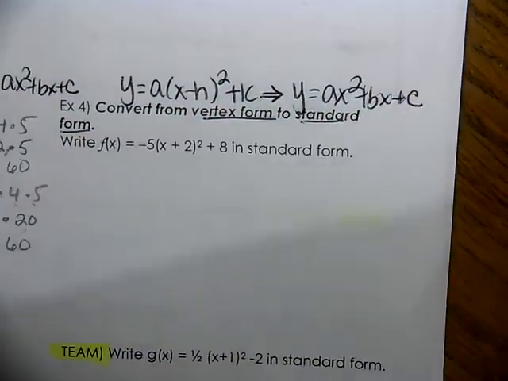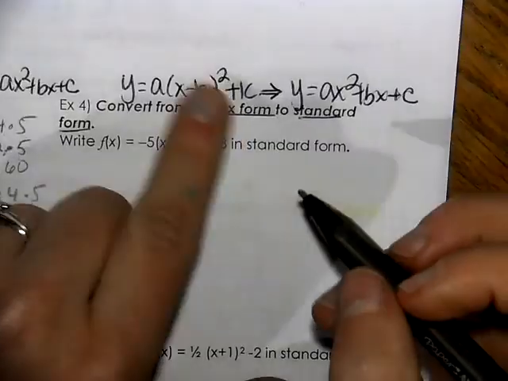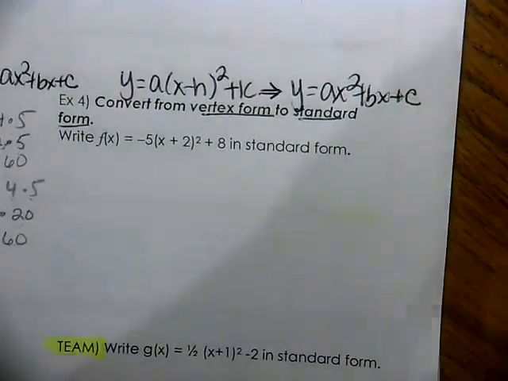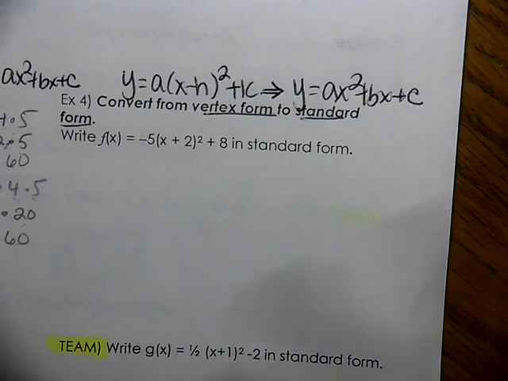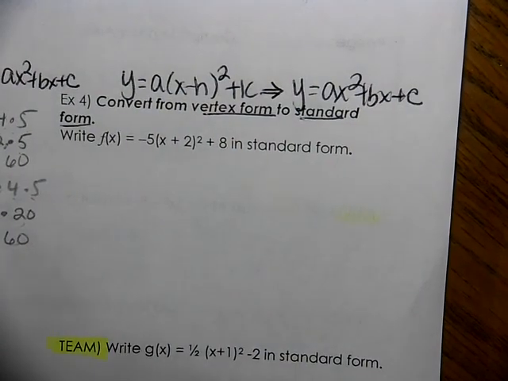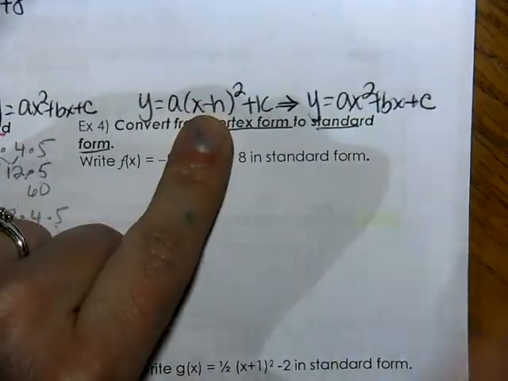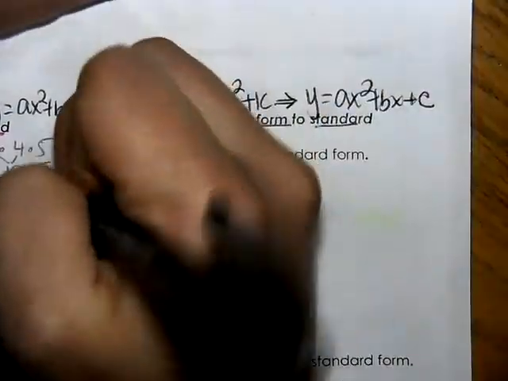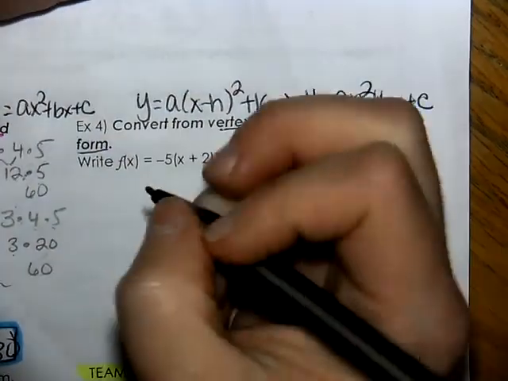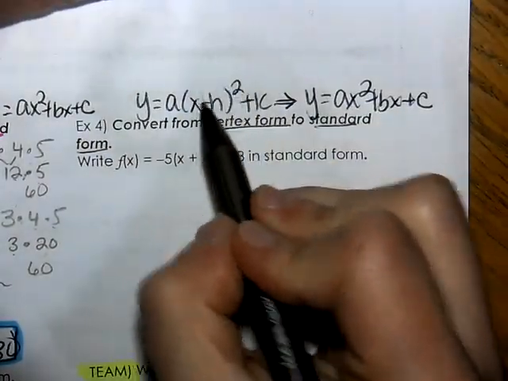Now, the area where kids make the biggest mistake is with this square. And what does it mean to square something? Well, it means that we are multiplying by itself twice. And so this parenthesis needs to be written out twice. So an error that a lot of kids make is they distribute the square to each term.